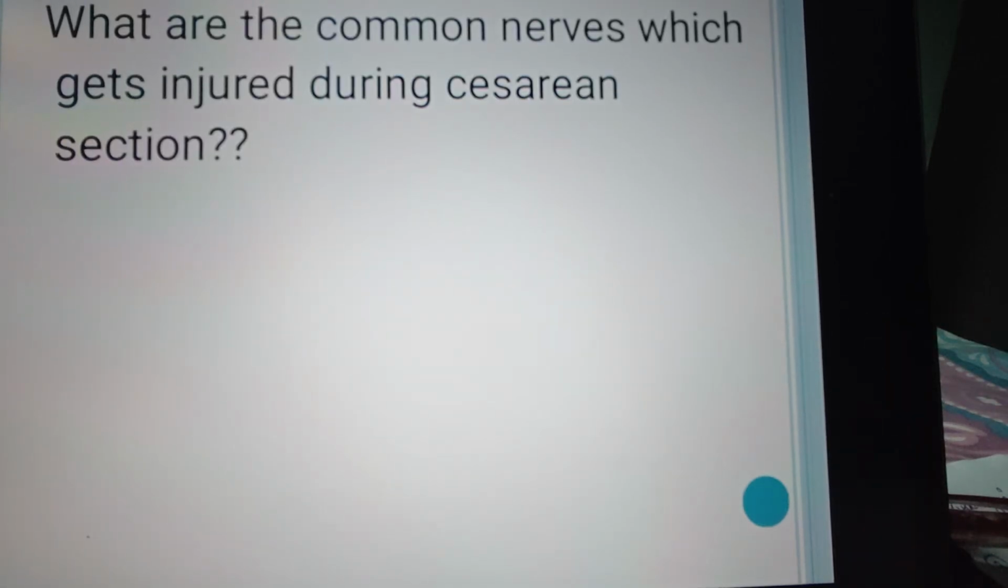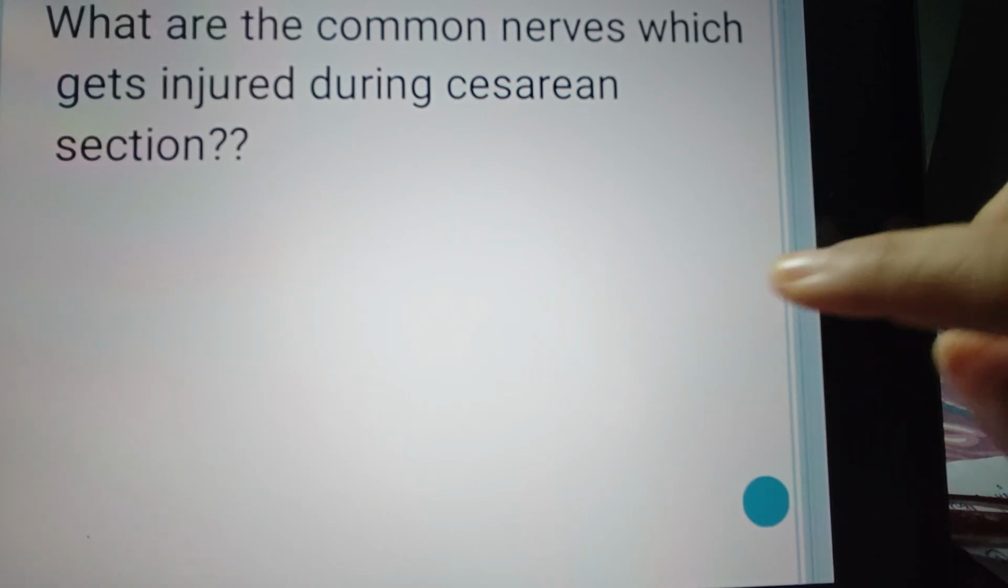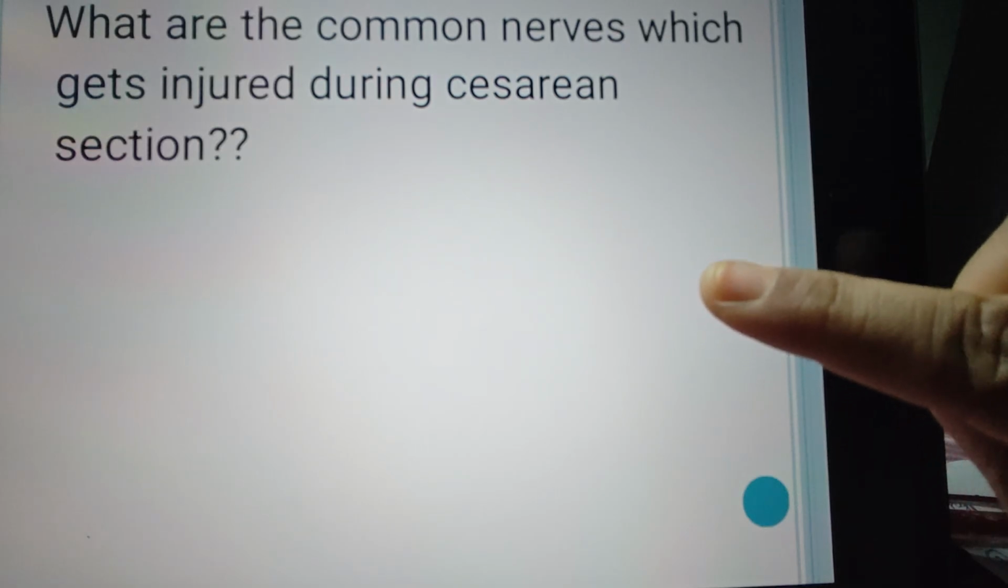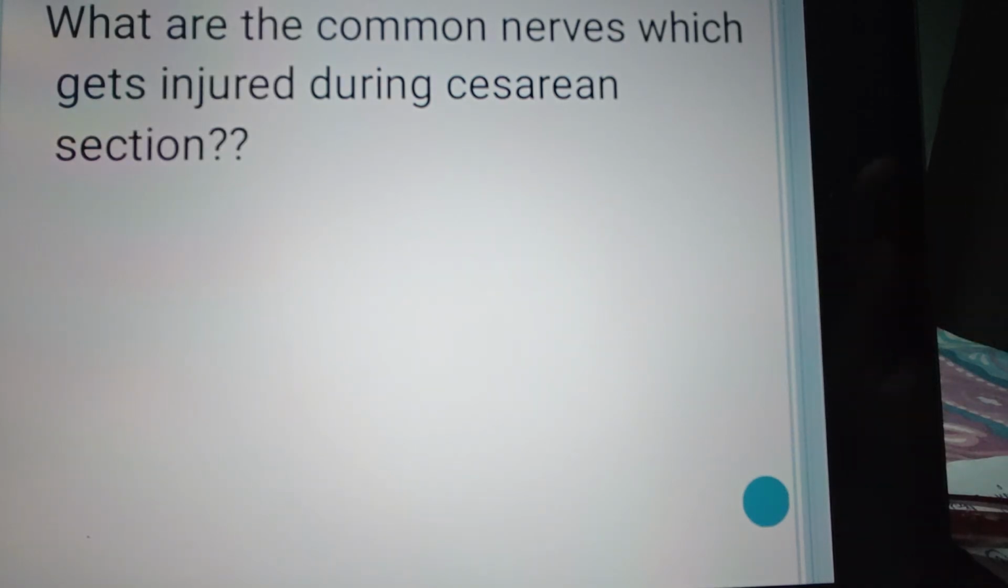So what are the common nerves which get injured during cesarean section? These can be the ilioinguinal nerve and the iliohypogastric nerve. What happens when we give the incision of the cesarean section? There are nerves on the lateral aspect of the C-section incision. At the angles, these two nerves cross the inferior epigastric artery. So if the incision is extended or given too big, these nerves can be entrapped while stitching the rectus muscle, or can be injured during extension of the cesarean section.